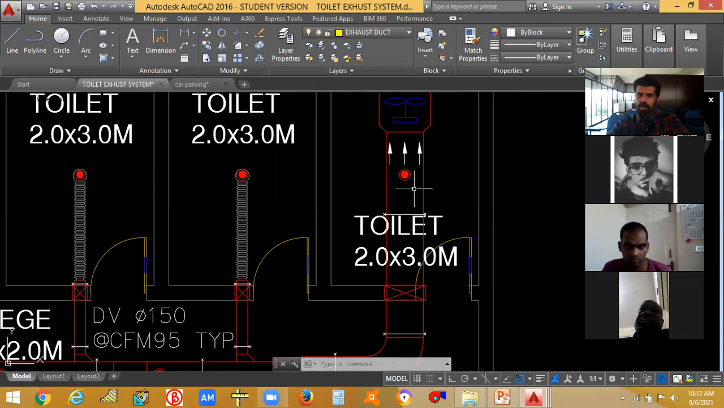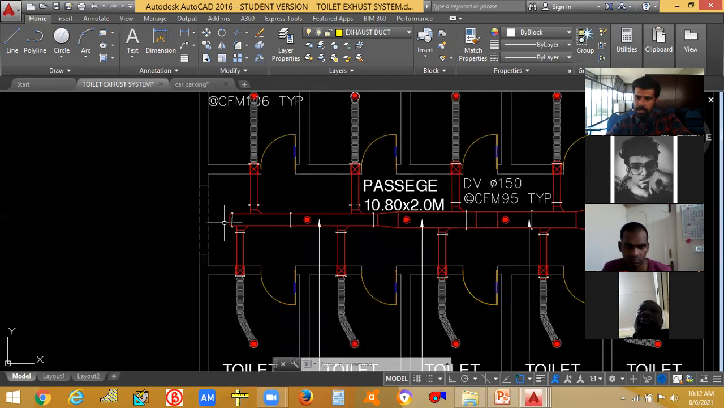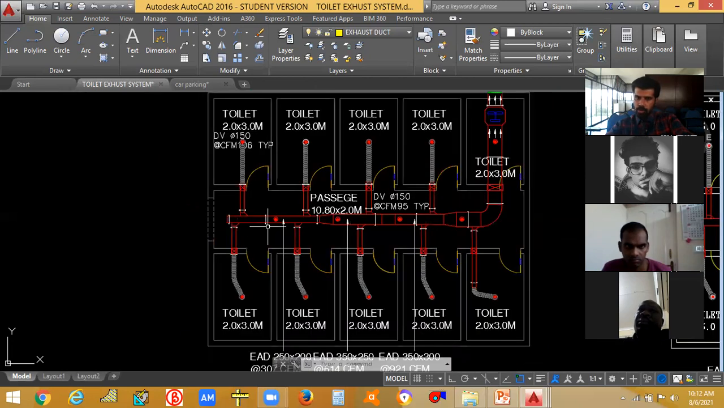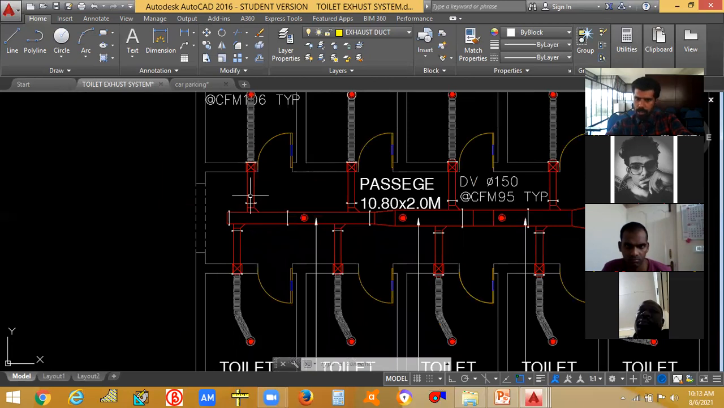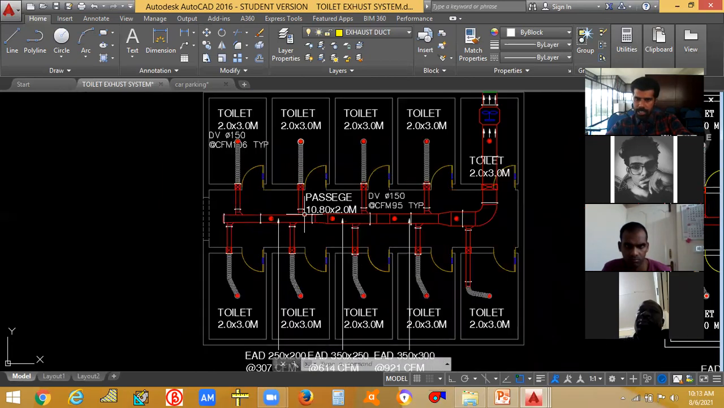Okay, better you go from the back. You can size from here also, but it is very easy to size from backwards. So the duct size will be increasing. I will explain once more. Don't worry.